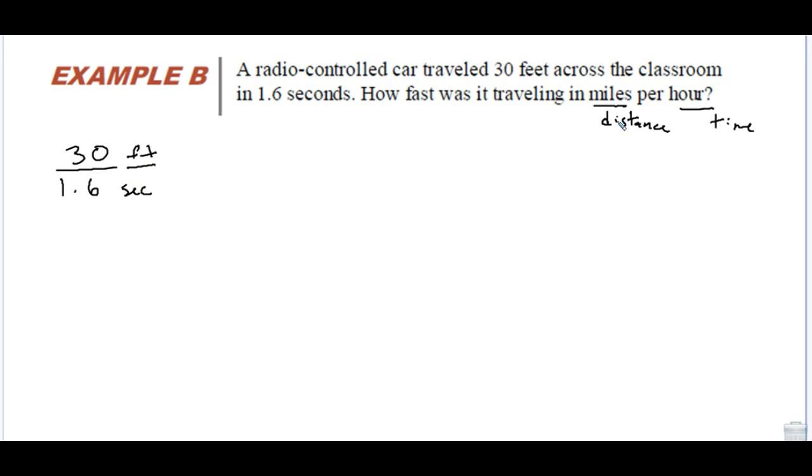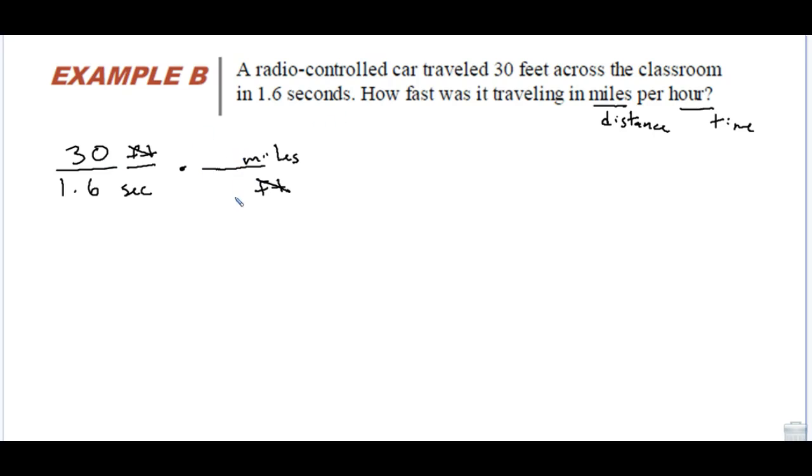So the question is, do I want to convert feet to miles, or do I want to convert seconds to hours? And it doesn't really matter. We're going to have to do both. It's just which one do you want to do first. So let's convert feet to miles first. Notice how there's feet in the numerator, so I want to have feet in the denominator of the new fraction, and then I'm going to have miles in the numerator. That way my feet and my feet will cancel out when I multiply these two fractions together.